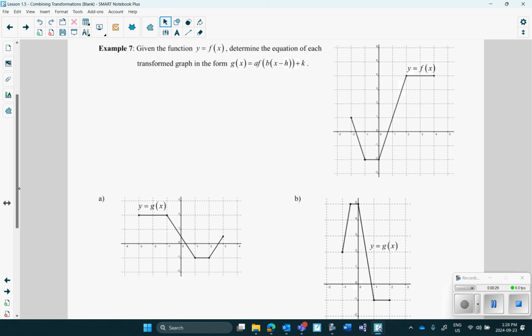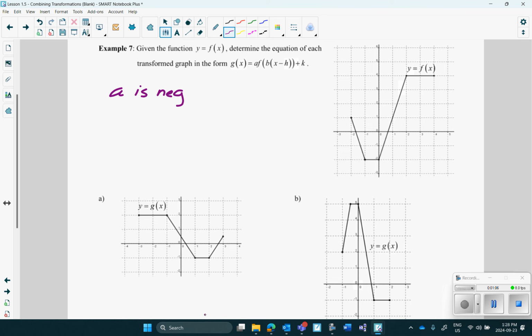So we're looking at this is the original. This is the new. What do you see? Anything jump out at you? Vertical flip. It does vertically flip. So that means that A is negative. So we've got that so far. Doesn't flip horizontally.